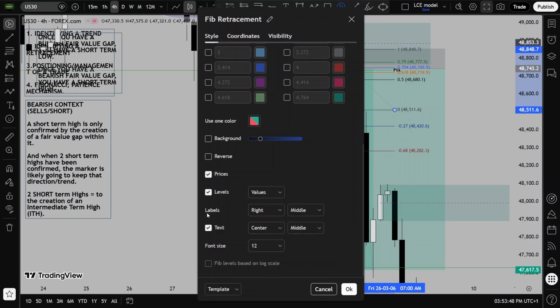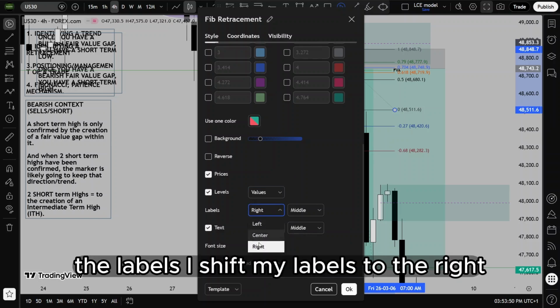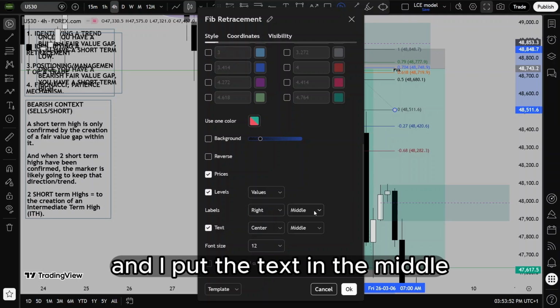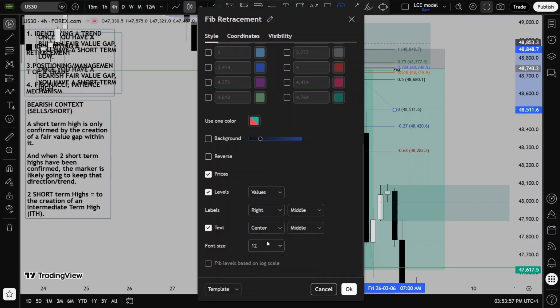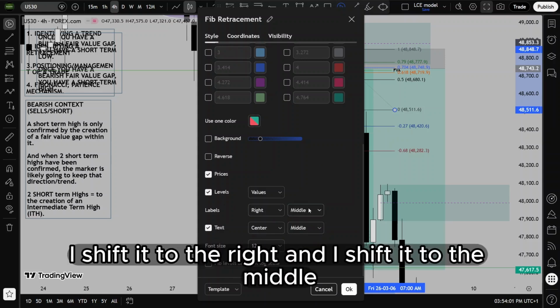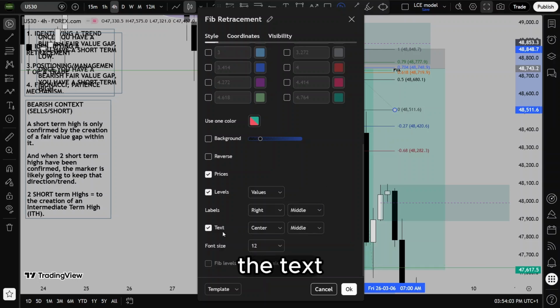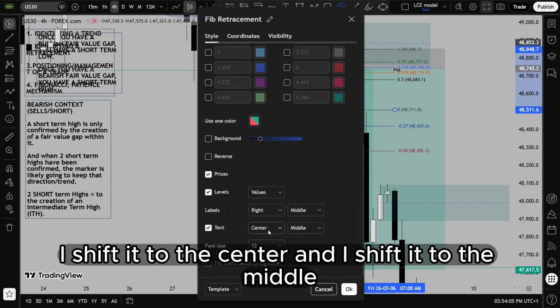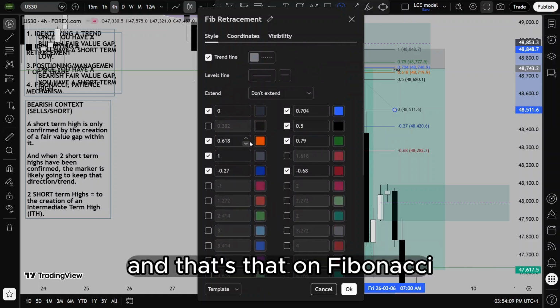All right, the labels, I shift my labels to the right and I put the text in the middle. The text, I shift it to the center and I shift it to the middle. And that's that on Fibonacci.